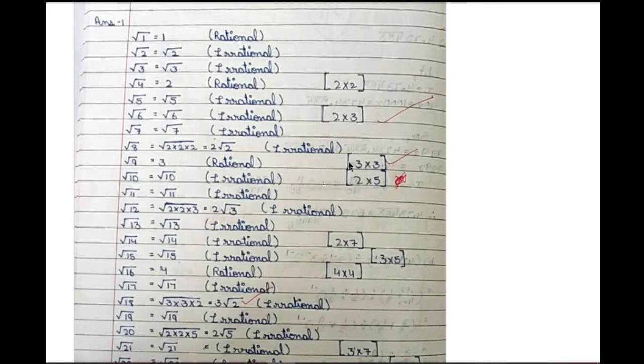So there are only 10 perfect squares from 1 to 100, and those are 1, 4, 9, 16, 25, 36, 49, 64, 81 and 100. So these are going to be rational, and the rest are going to be irrational. So you may go through your answer 1. There should be only 10 rational numbers.